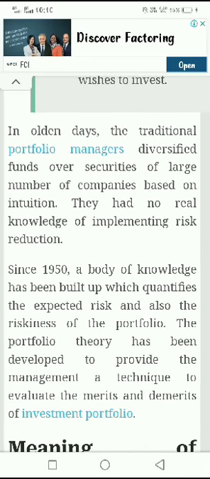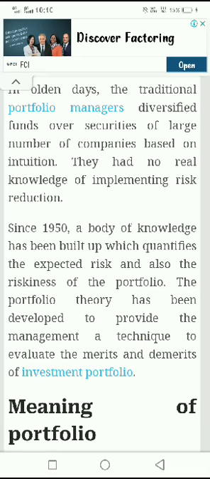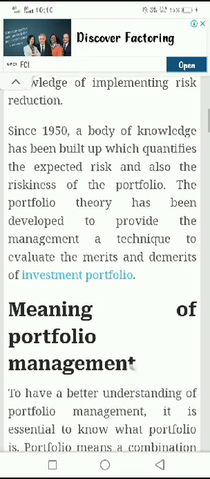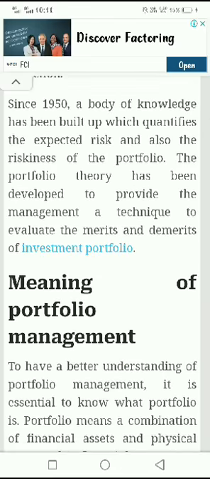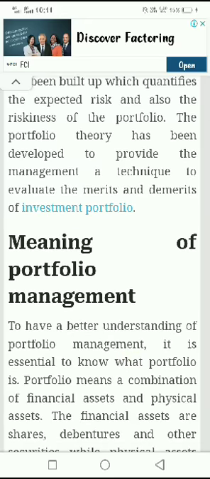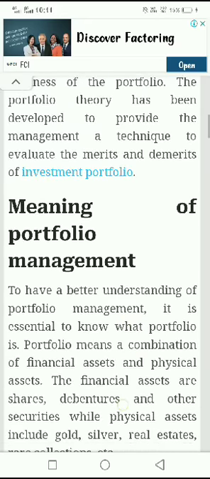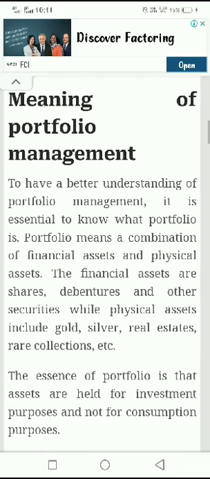In olden days, the traditional portfolio manager diversified funds over securities of a large number of companies based on institutions. They had no real knowledge of implementing risk reduction. Since 1950, a body of knowledge has been built up which quantifies the expected risk and also the riskiness of the portfolio. The portfolio theory has been developed to provide the management technique to evaluate the merits and demerits of investment portfolio.